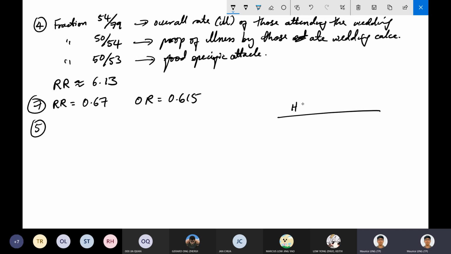Okay, high blood pressure. No, high blood pressure. Smoking, non-smoking. So what is the number here? 133. Yeah. 202. 167 and 548. Correct. Okay.